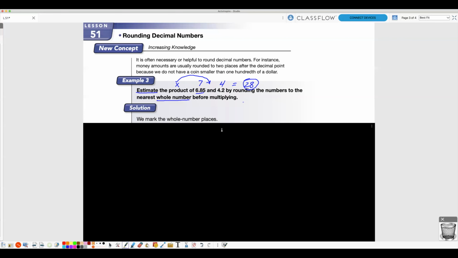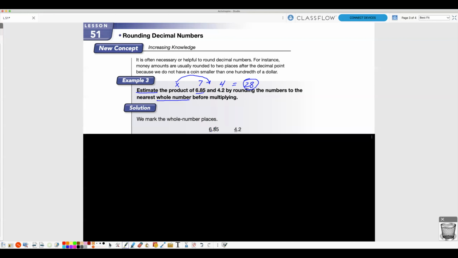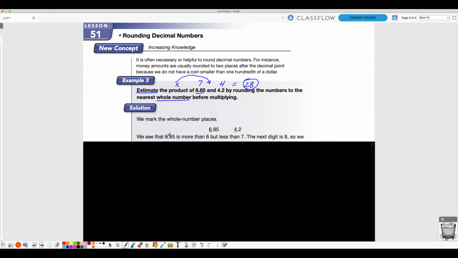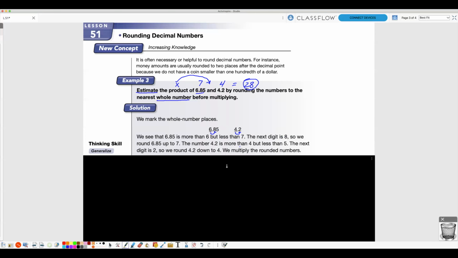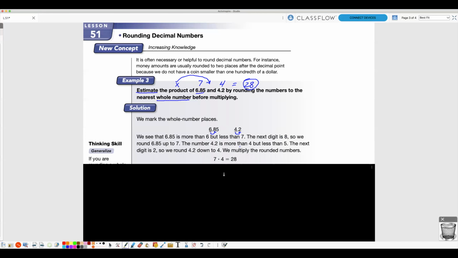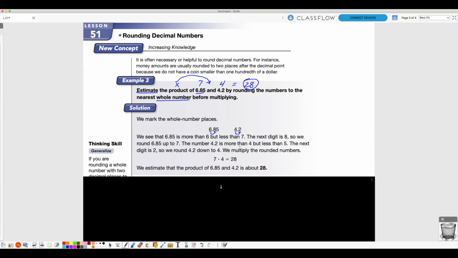We mark the whole number places. The 6 and the 4 are the whole number places. And then we can see that 6 and 85 hundredths is more than 6 but less than 7. The next digit behind it is an 8, so we round up to 7 because of that being an 8. If you look at the following digit after the 4, it's a 2. You can see that it's going to round down to 4. And then you can multiply those rounded numbers. 7 times 4 equals 28.